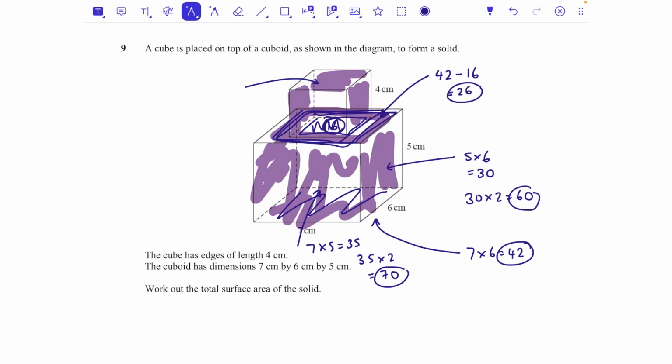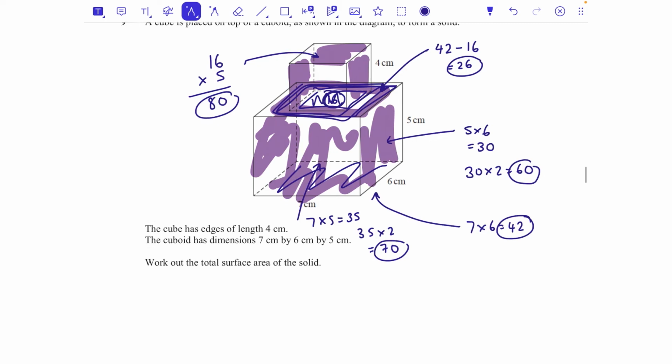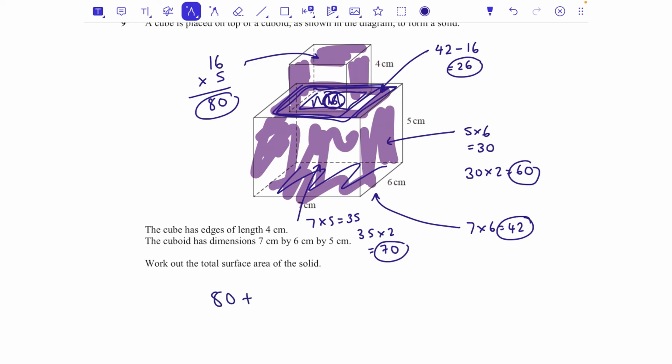And then for the cube, I've got 4 times 4, 16, for all 5 faces that are visible. The base is not visible, it's inside the shape. So 16 multiplied by 5 is 80. So we're adding all of those values together. I've got 80, add 70, add 42, add 60, add 26. 1, 2, 3, 4, 5 of those. Yeah, that's fine. So that's 150.